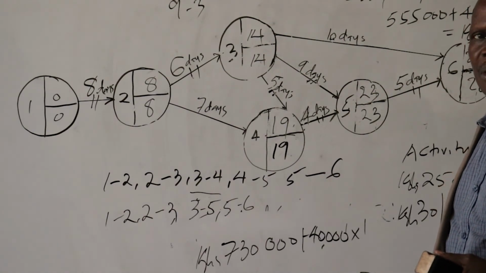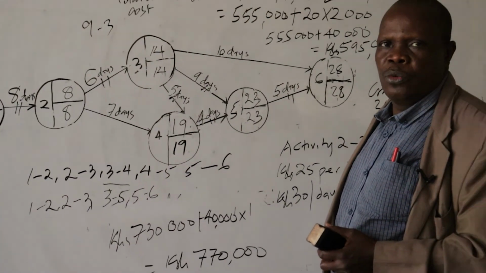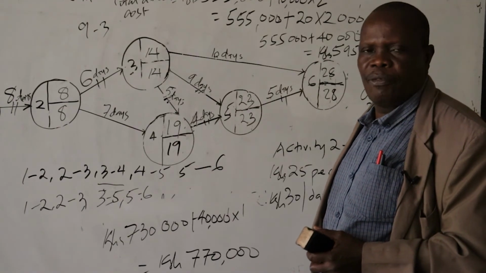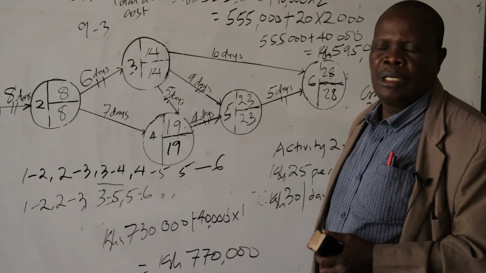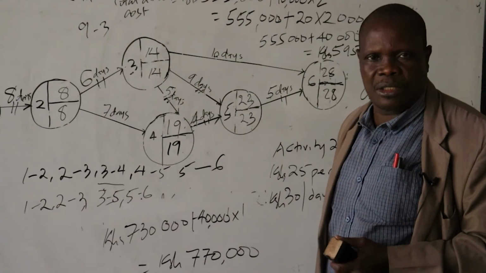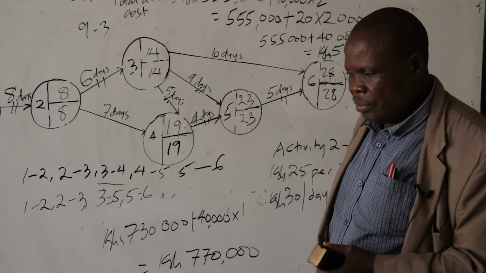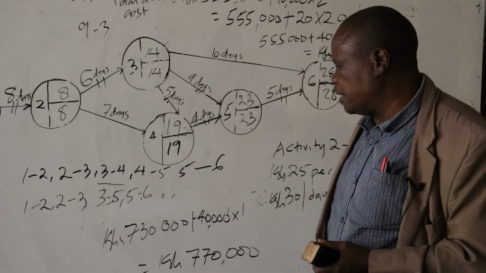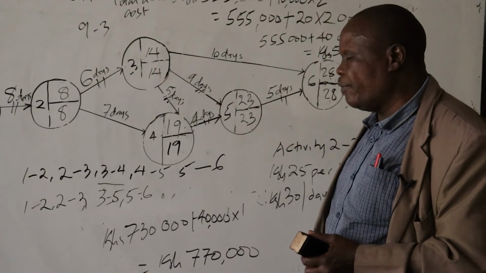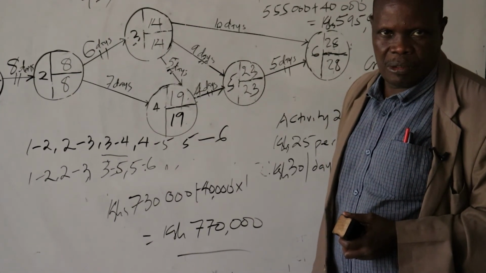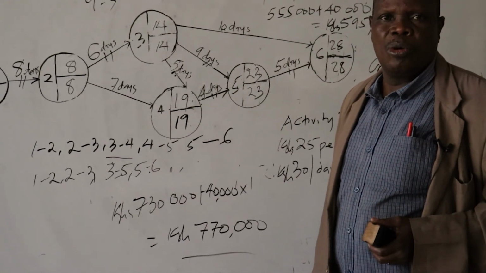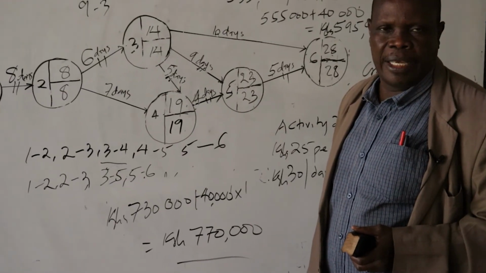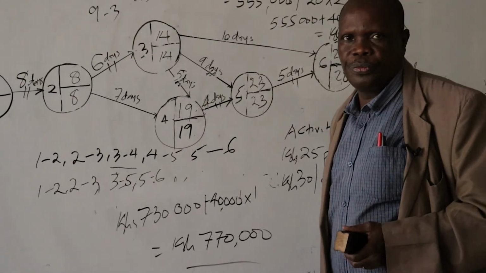There are now 2 critical paths, and therefore when we continue crushing this project, the total duration will not change. The project has been crushed to its minimum duration of 28 days at a total cost of 770,000 Kenya shillings. So viewers, we can stop there, then we'll continue with more examples, example 2. Thank you very much.